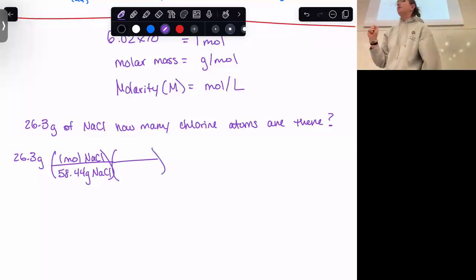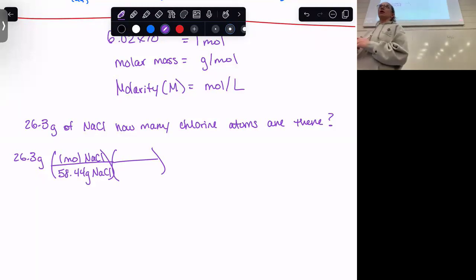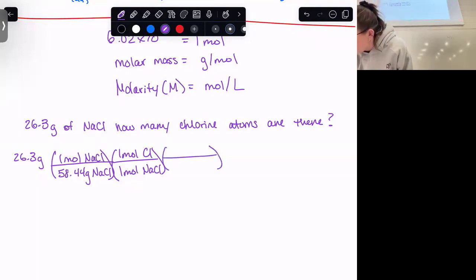Once we're at moles, we can say I now have 1 mole of sodium chloride. In 1 mole of sodium chloride, how many moles of chlorine do I have? We have 1, because in sodium chloride we have 1 sodium ion and 1 chloride ion. So for every 1 mole of NaCl, we have 1 mole of chlorine. How do I get to atoms of chlorine now? We can use Avogadro's number: 1 mole of chlorine is equal to 6.02 times 10 to the 23 atoms.